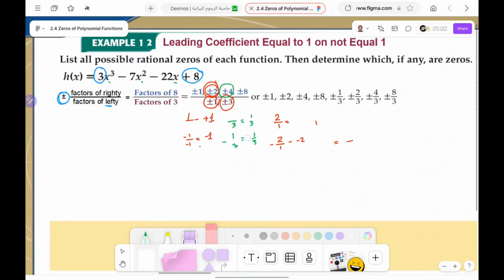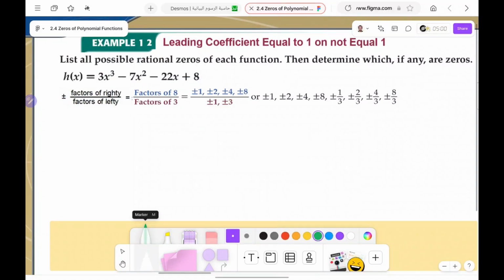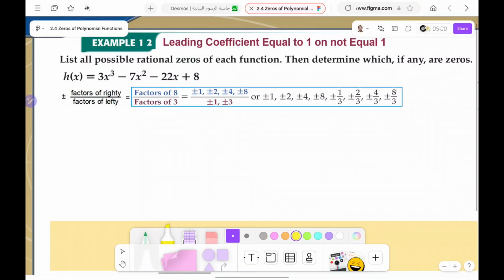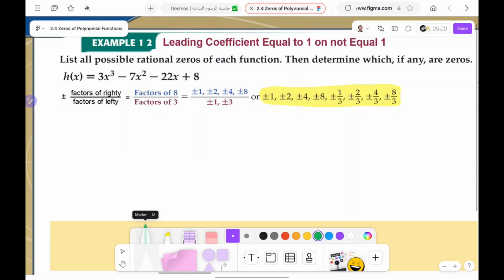Let me erase this one. Okay, the zeros are written here, so I wrote the zeros here. So now what you have to do is get your calculator. Okay, the steps now: what you have to do to find which one of these are the zeros. Take your calculator and replace each value in the calculator. Means you have to replace positive 1 here, positive 1 here, positive 1 here.